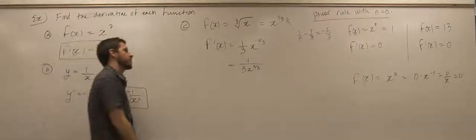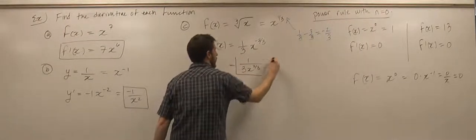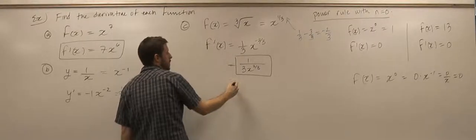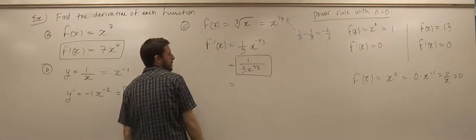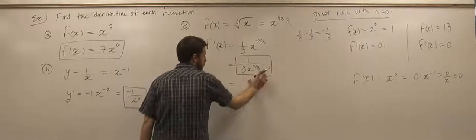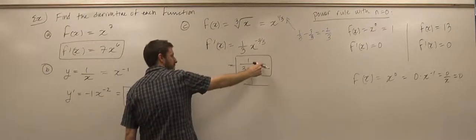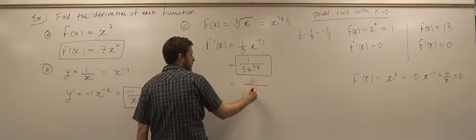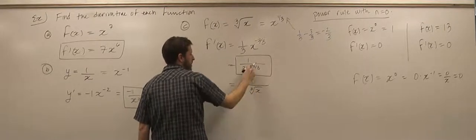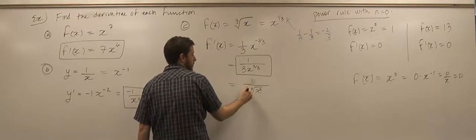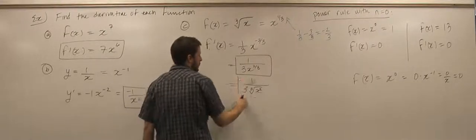You could leave it like that, that's okay. If you wanted to put this back into a root, what root would it be? Cube root of x squared. Yep. The bottom of this fraction exponent gives you the index, so cube root. The top gives you the exponent. So these are all focusing.